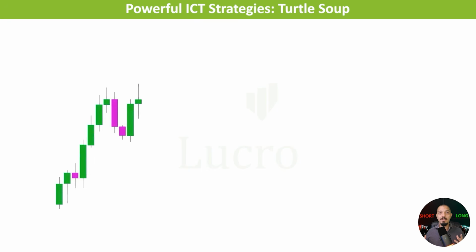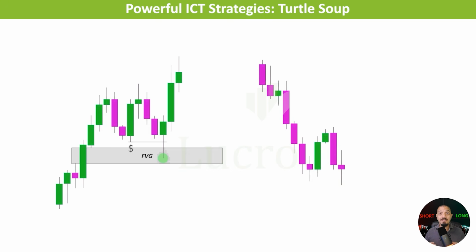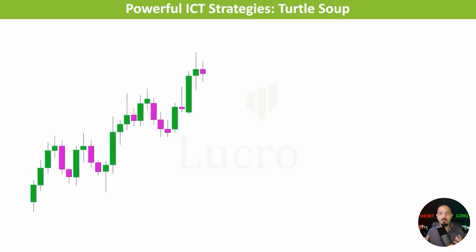Number 4, turtle soup. The turtle soup setup is another trading model that combines the concepts of market direction, the liquidity raid, and fair value gap entry. A high probability bullish turtle soup setup occurs when price raids liquidity below a recent low while resting above a bullish fair value gap. Similarly, a bearish turtle soup occurs when price raids liquidity above a recent high while resting below a bearish fair value gap.